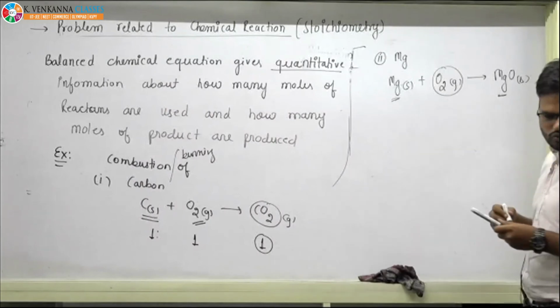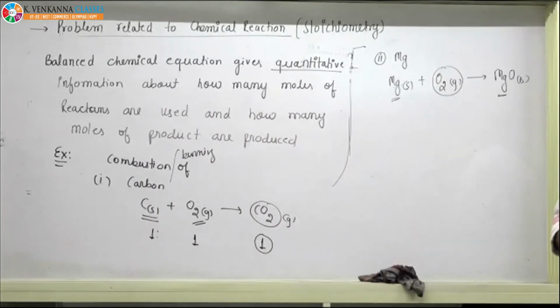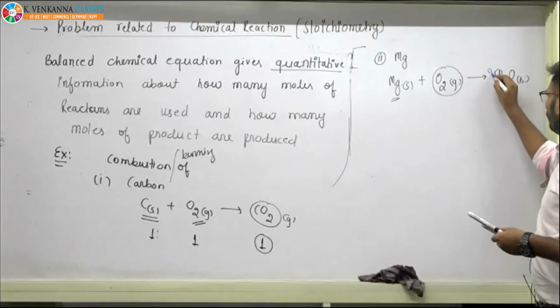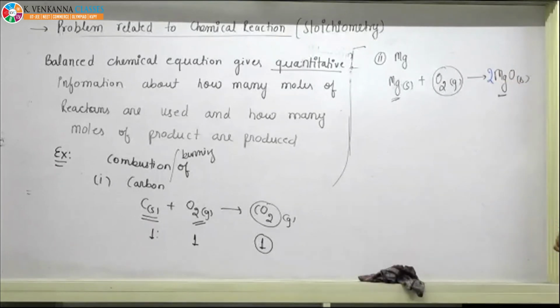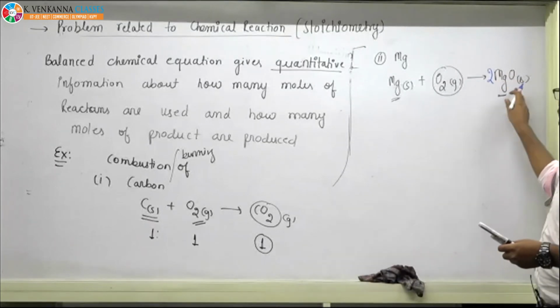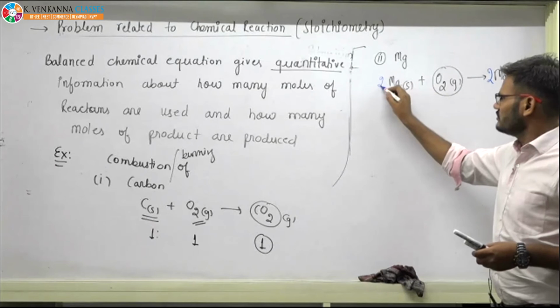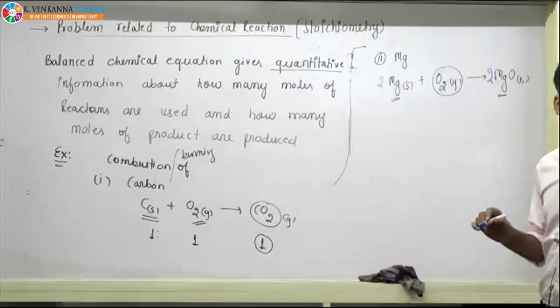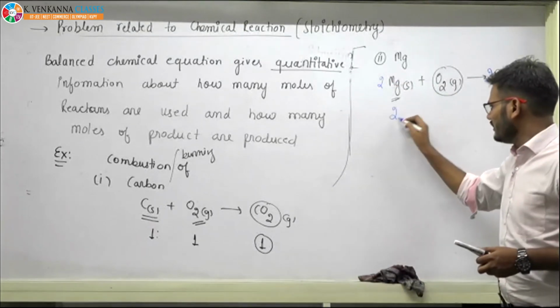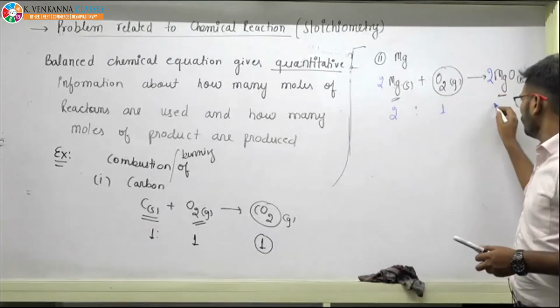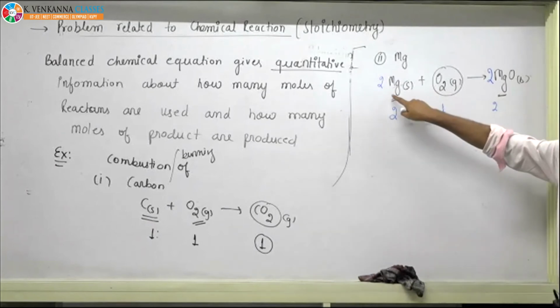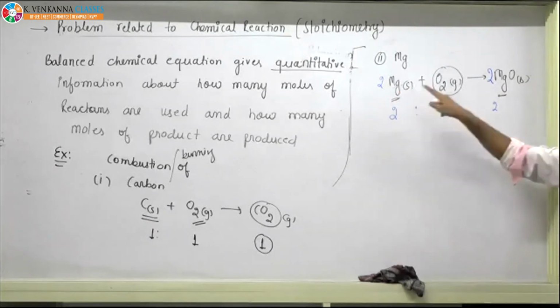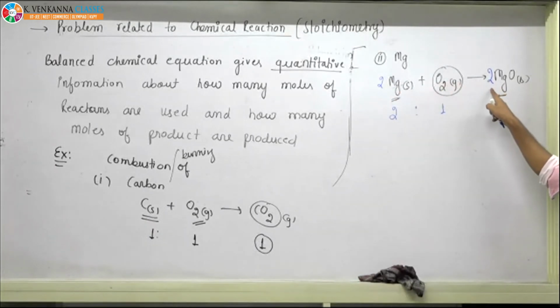So what you can do, you can just multiply this by 2. Okay. So if you multiply, then Mg will also become 2. So you can write it 2. Now check it. This reaction is going in the 2:1:2 ratio. On burning 2 mole of magnesium, you will get 2 mole of magnesium oxide. Okay. Is that okay?